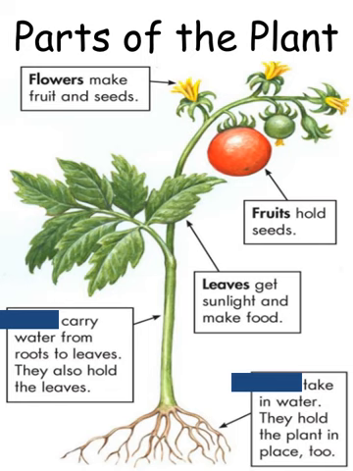The part of the plant that carries water from roots to leaves and also holds the leaves is called the stem. And the part of the plant that takes in water and holds the plant in place is called the roots. Let's read.